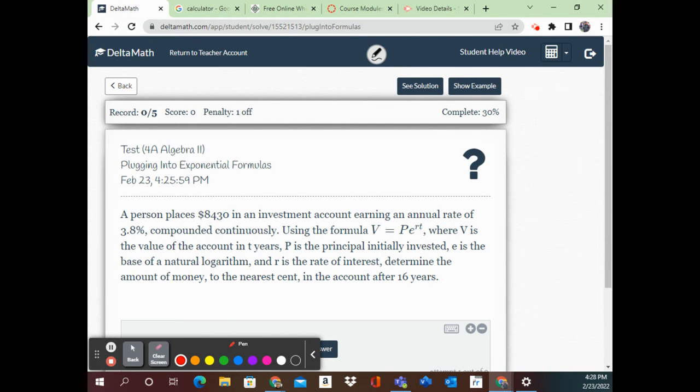All right, now let's go ahead and break this question down. It says a person places $8,430 into an investment account, earning an annual rate of 3.8%, compounded continuously. Using the formula V equals P e^(rt), where V is the value of the account in t years, P is the principal initially invested, e is the base of the natural logarithm, and r is the rate of interest, determine the amount of money to the nearest cent after 16 years.